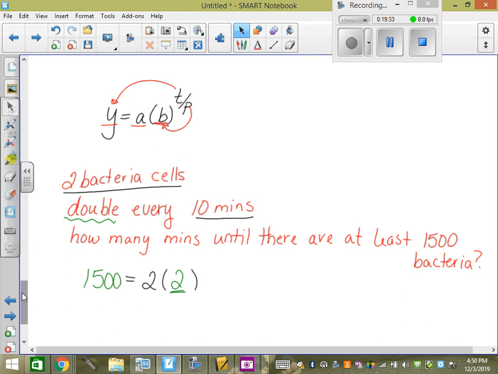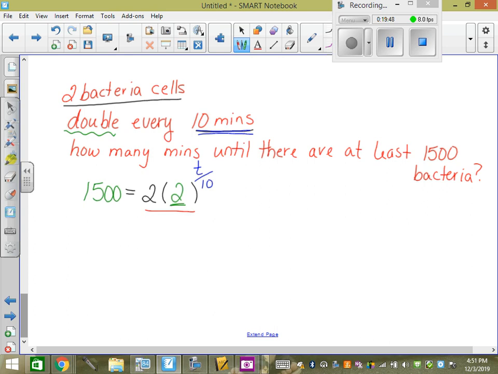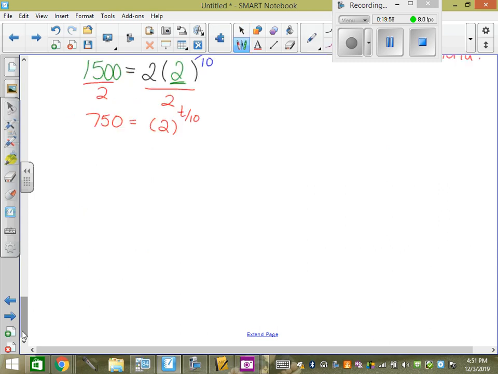It doubles every 10 minutes. That means every 10 minutes it's doubling. It's doubling. It's doubling. So that's the period. And they want the time to reach the 1,500, the final bacteria, so T. Then we still just divide our initial over. So we're going to get 750 equals 2 to the T over 10. And then you could y1, y2 it.